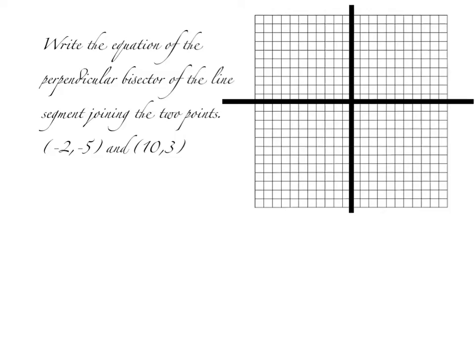Okay, now to review how to write the equation of a line, we're going to write the equation of the perpendicular bisector. So let's make sure we remember what a perpendicular bisector is of the line segment joining the 2 points, -2, -5, and 10, 3. A perpendicular bisector is the line segment or ray that is perpendicular and goes through the midpoint.